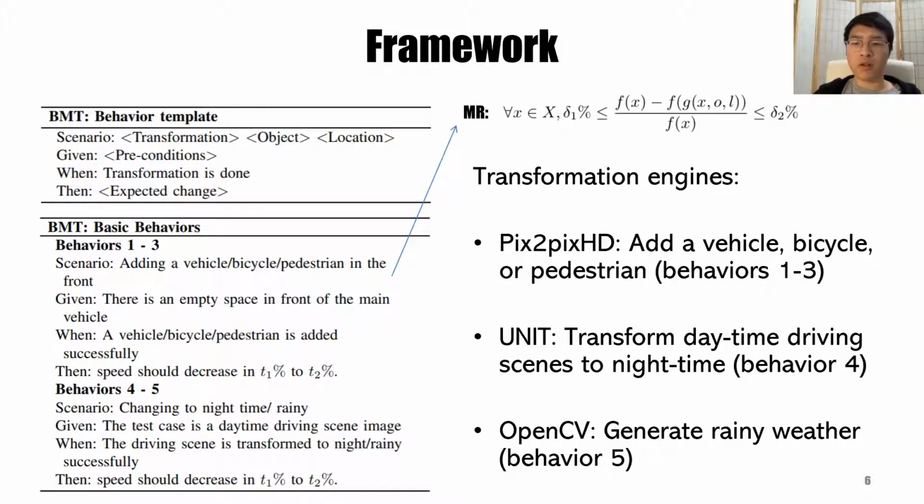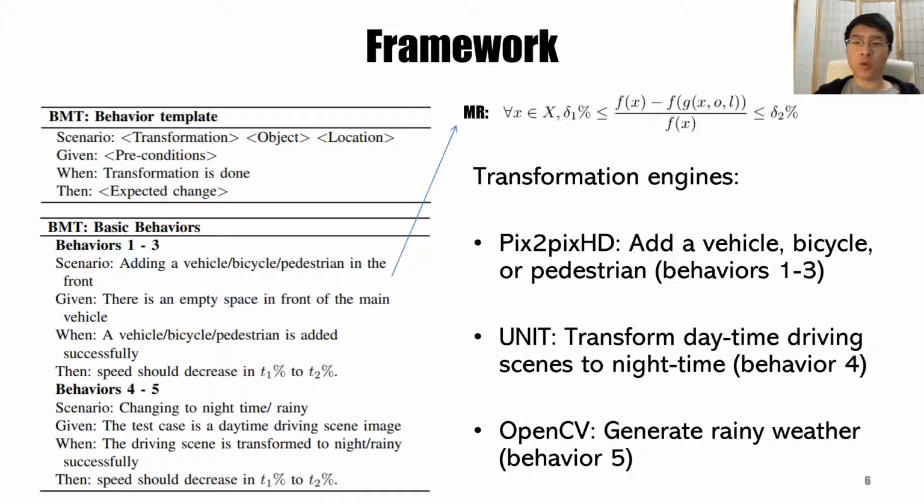Such a behavior can be used to create an MR like the formula shows, where F represents the model and outputs the prediction result based on input data. Function G represents the generator to implement the required transformation operation on the source test case based on transformation object O and location L. Data 1% and data 2% are bounds of the range specified in expected change.